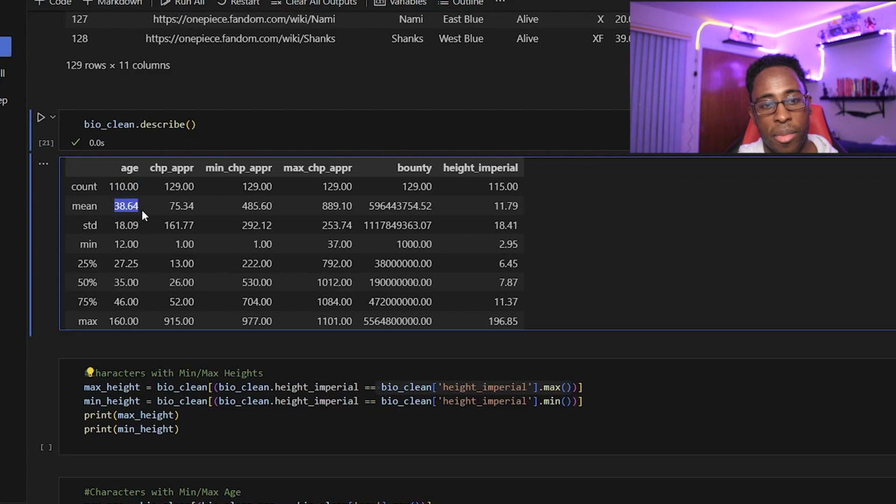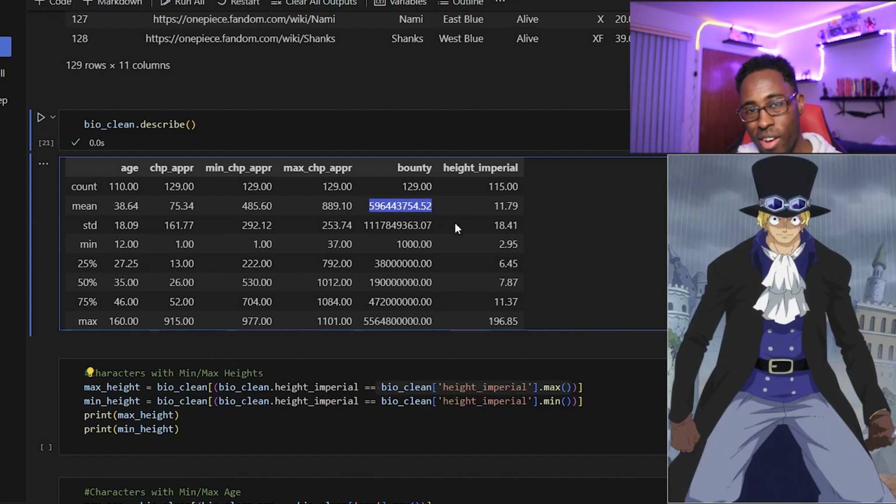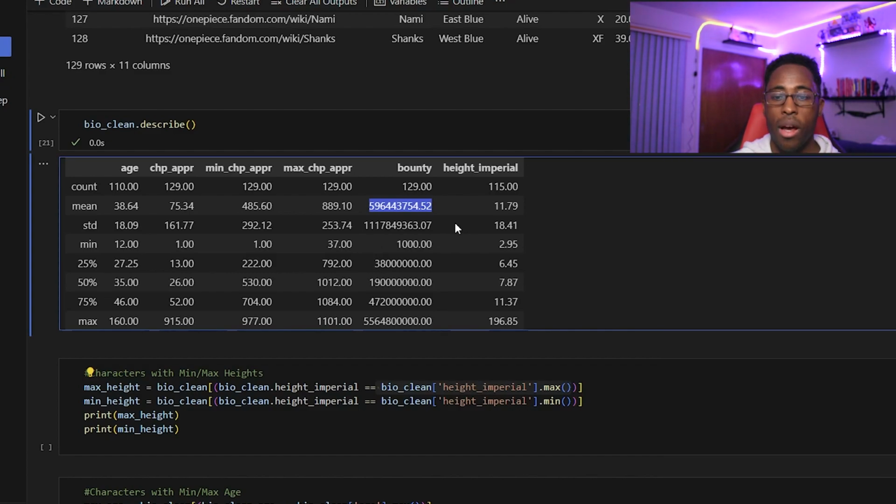You can see the average age is about 40 years old. The average number of chapters a character appears in with a bounty is 75, but that's definitely inflated by our main characters, so I would expect that to actually be much less. The average initial chapter appearance is 485, which I believe is Sabaody, and the max chapter appearance is 889, which should be Whole Cake Island. And then the average bounty is 596 million berries, which, if you're caught up in the context of today's story, that's pretty low. And then lastly, the average height, which is 12 feet.